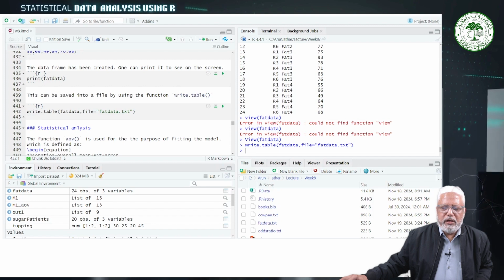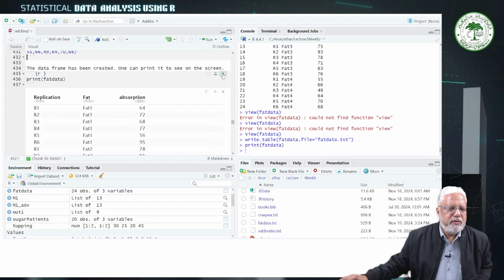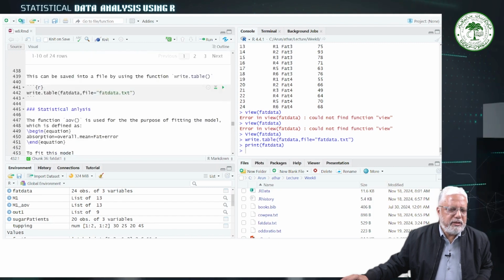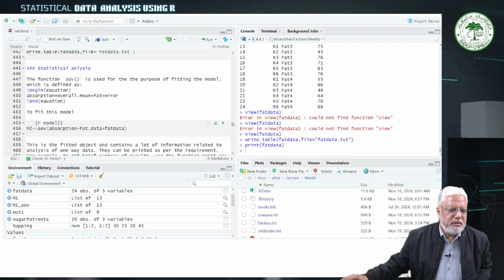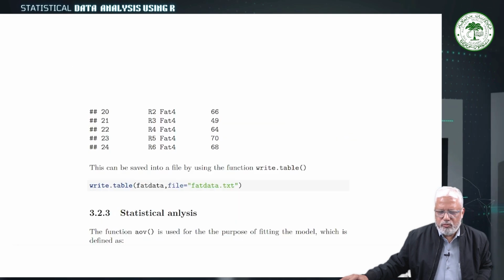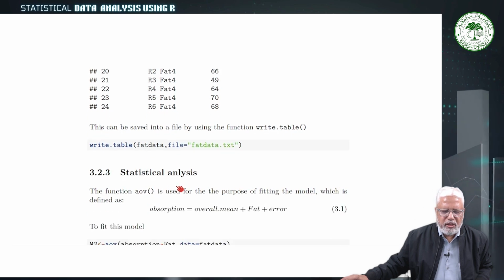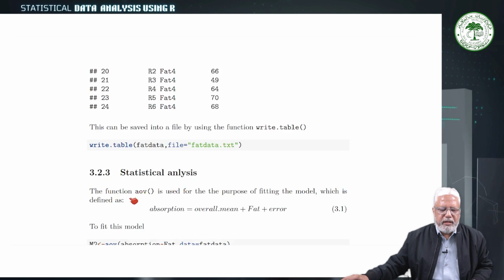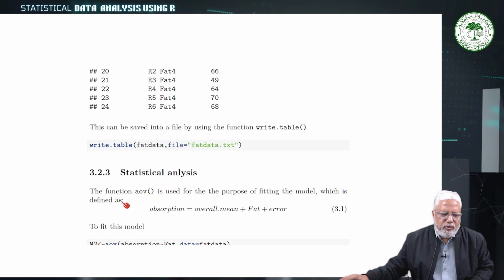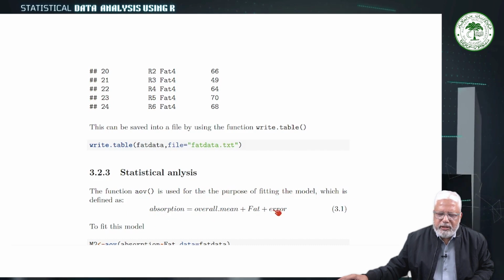Now to print the results, we print fat data, and then statistical analysis with this data. Now I am going to talk about statistical analysis. The function aov is used for the purpose of fitting the model, which is defined as absorption is equal to overall mean plus fat plus error.